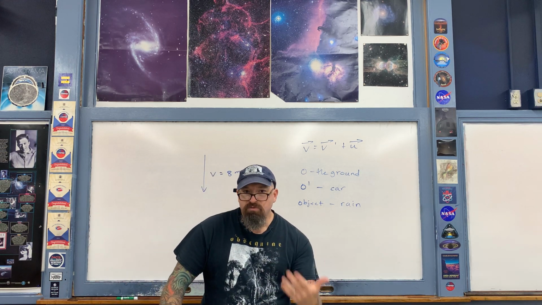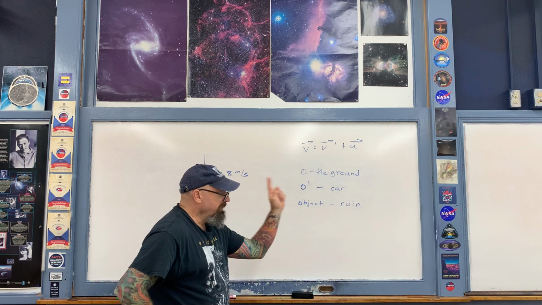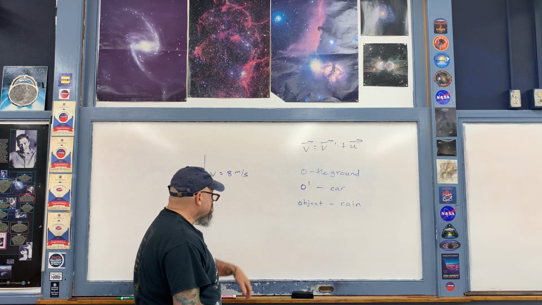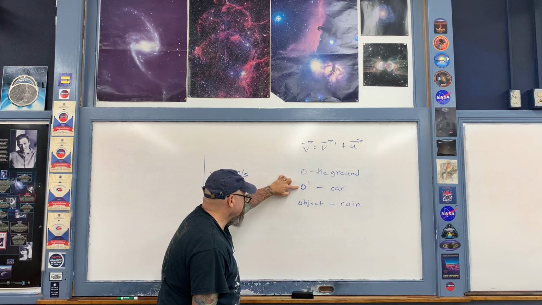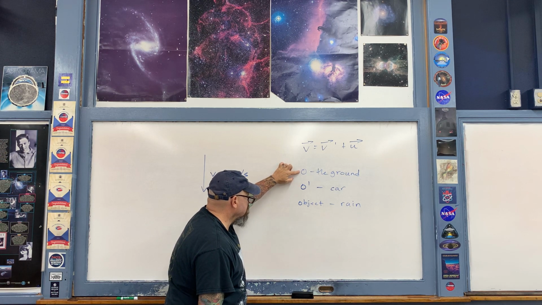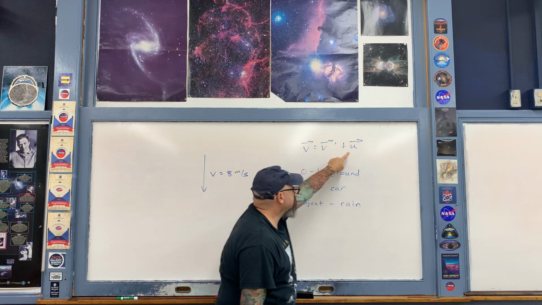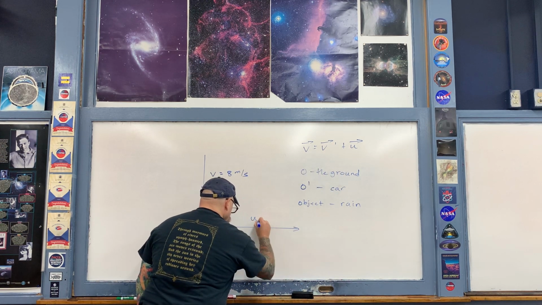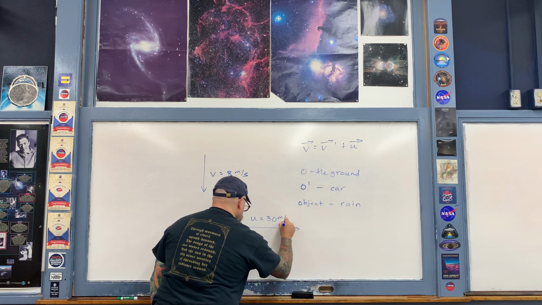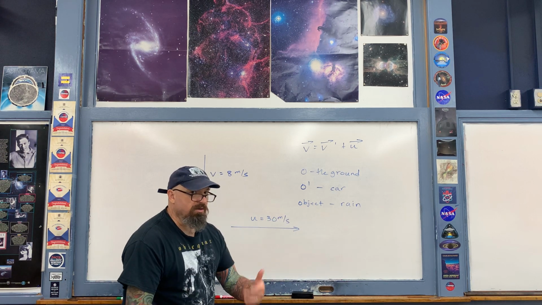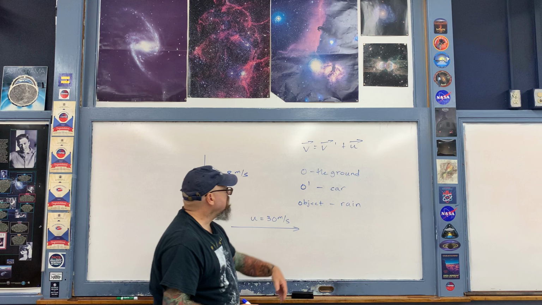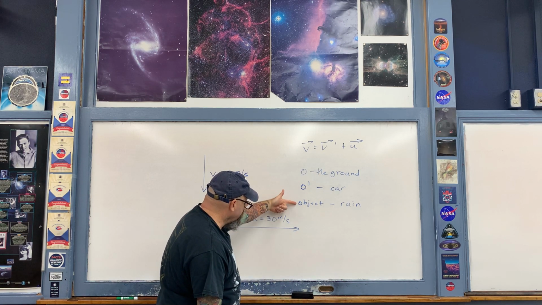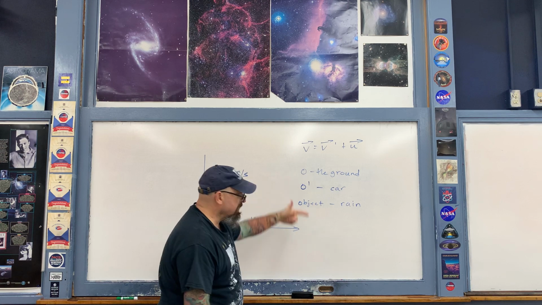Okay, and then we have the moving reference frame, the car, moving in that direction relative to the ground at 30 meters per second. That's describing the speed of the car, the moving reference frame, with respect to the ground, the stationary reference frame. So that's the magnitude of the vector U. And then the unknown in all of this, forming the vector triangle, is going to be V prime. V prime is going to describe the velocity of the object, the rain, with respect to the car.